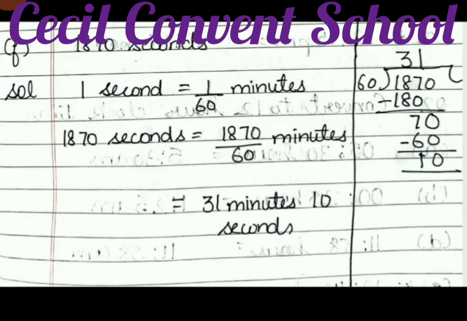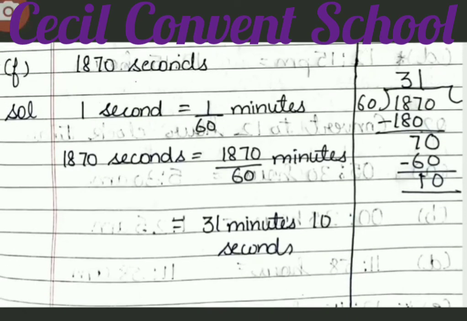F part is 1870 seconds. So 1 second is equal to 1 by 60 minutes. Clear? So 1870 seconds you have to divide by 60. How we divide? See the rough column, and everybody has to make a rough column for activity 4 in the maths copy. 1870 divided by 60. 6 3s are 180. 180 will come down of 187. Minus it, the answer comes 7. You will take 0 down, it will be 70. Now you see which number comes closer to 70. 6 1s are 60. So 60 will come down of 70. Remainder comes 10. Now this 31 is the minutes. So the answer will be 31 minutes and 10 seconds.